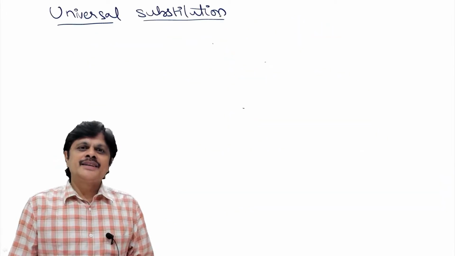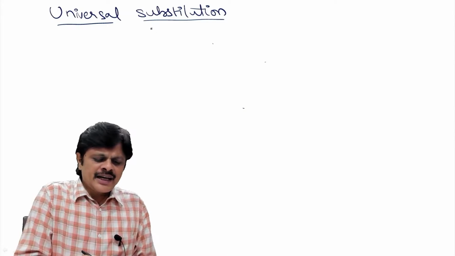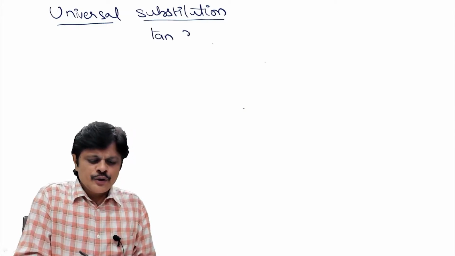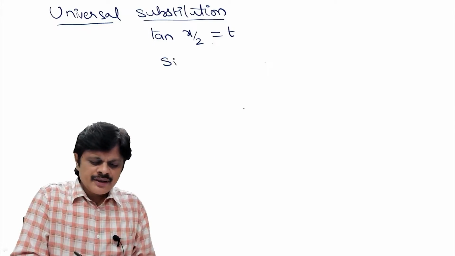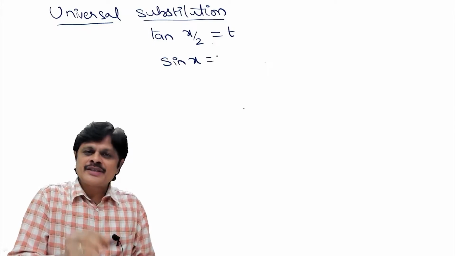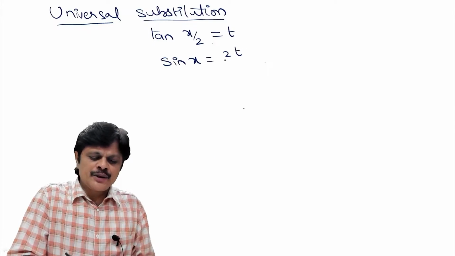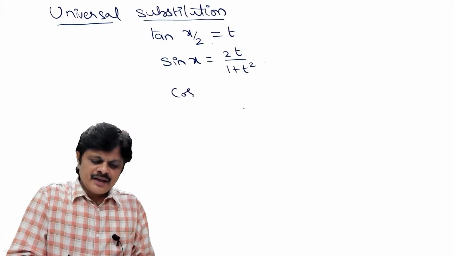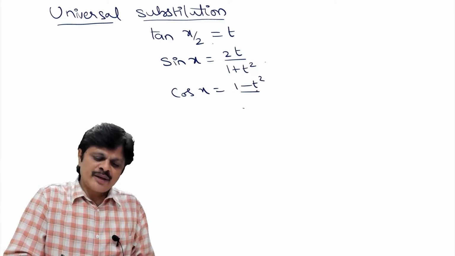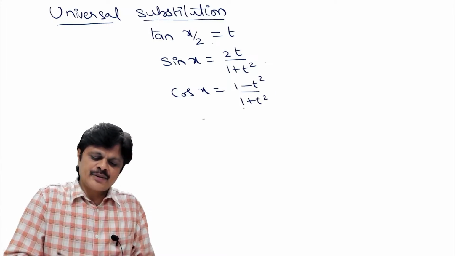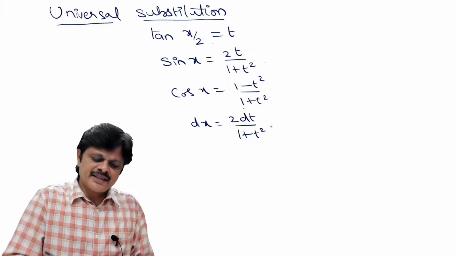Let us understand this universal substitution. The basic idea is you make the substitution tan x by 2 is equal to t. With this substitution, wherever sin x is there, that can be replaced by 2t by 1 plus t square, and cos x can be replaced by 1 minus t square by 1 plus t square, and dx is replaced by 2 dt by 1 plus t square.